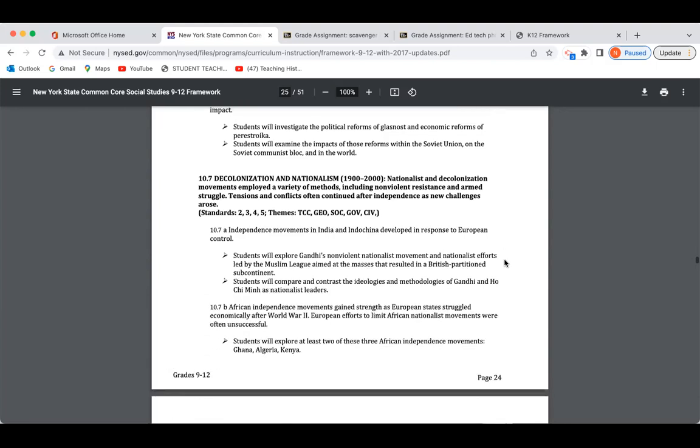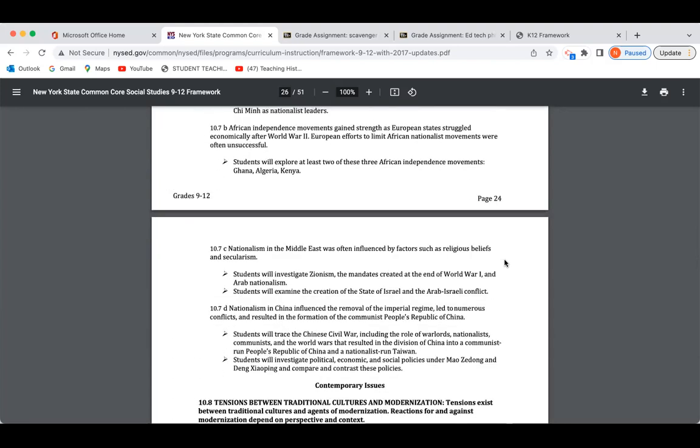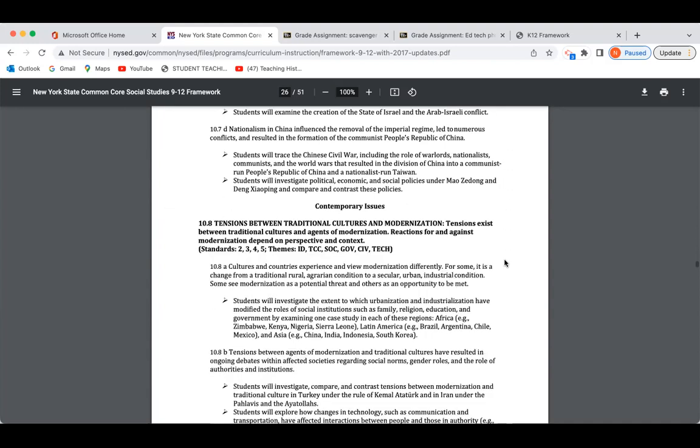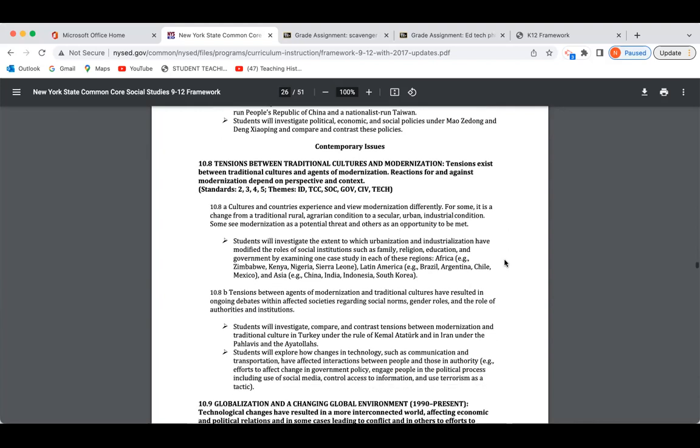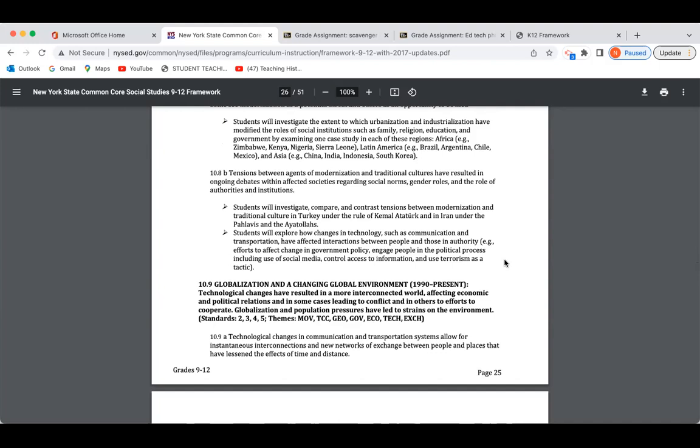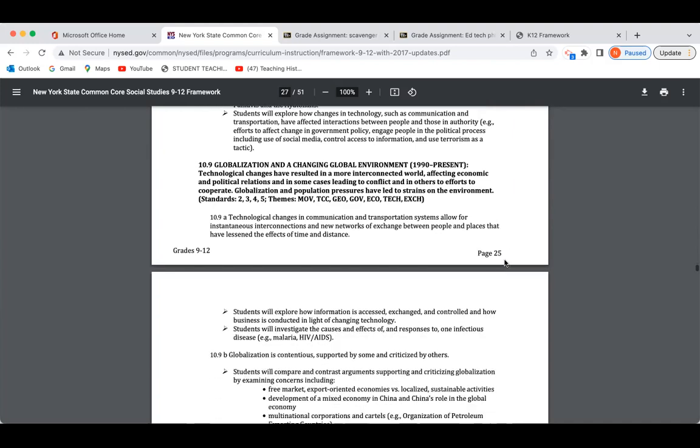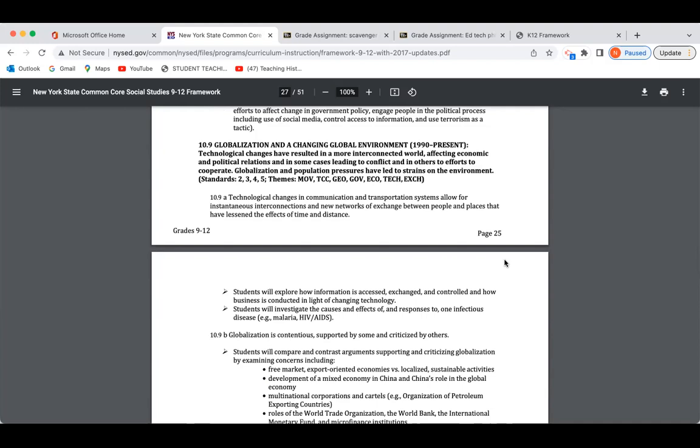You could have things like modernization, talking about technology, here it is, 10.9: technological changes in communication and transportation systems allow for instantaneous interconnections and new networks of exchange between people and places that have lessened the effects of time and distance. They can talk about the growth of the internet.